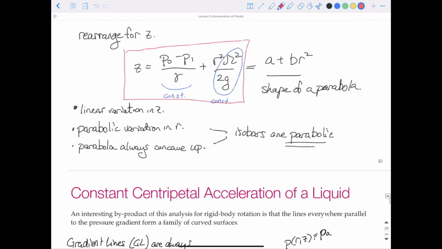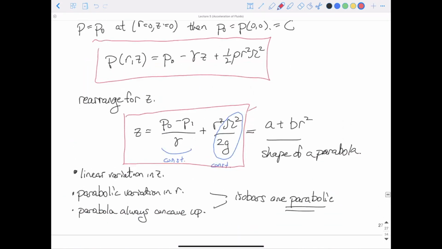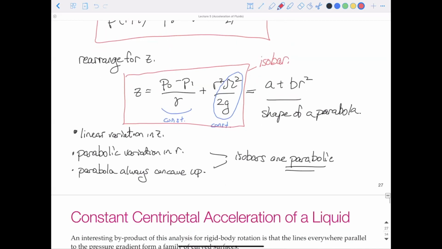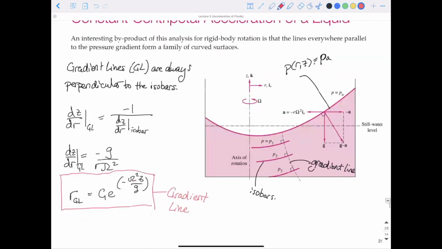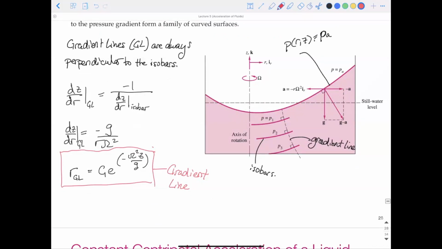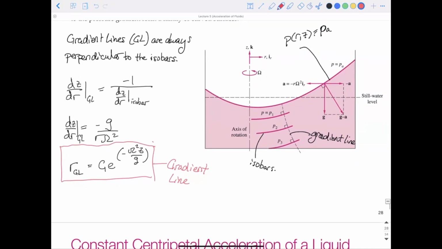And if we go back above, this was our isobar. And notice that for our gradient lines, we don't have any gamma term in here or a rho term, so it doesn't matter anymore what the density of our fluid is.